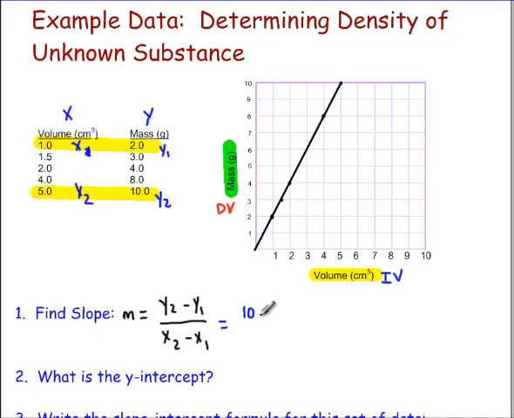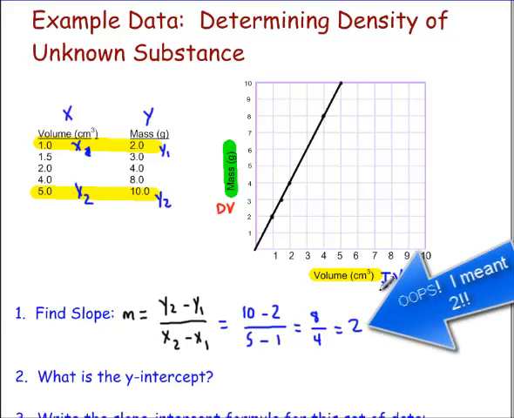So y2 is 10 minus y1 all over x2 minus x1. We're just going to simplify this. 10 minus 2 is 8. 5 minus 1 is 4. Continuing to simplify this, we find that this line has a slope of 1.